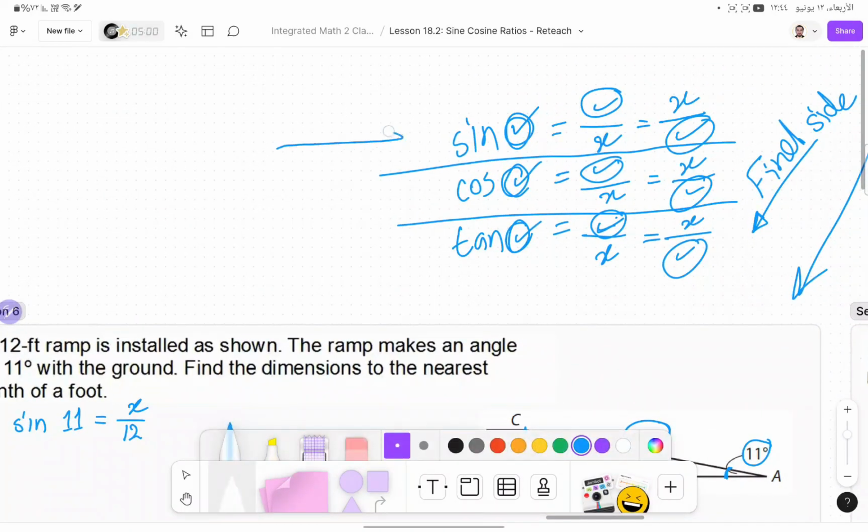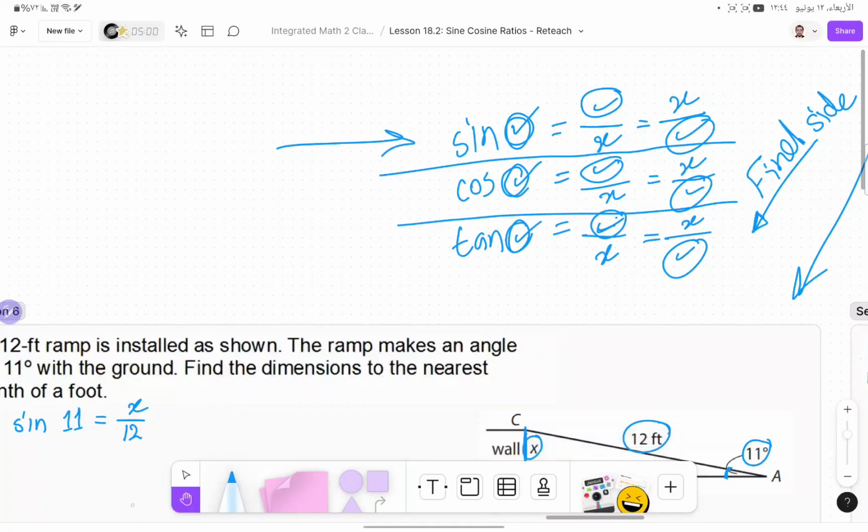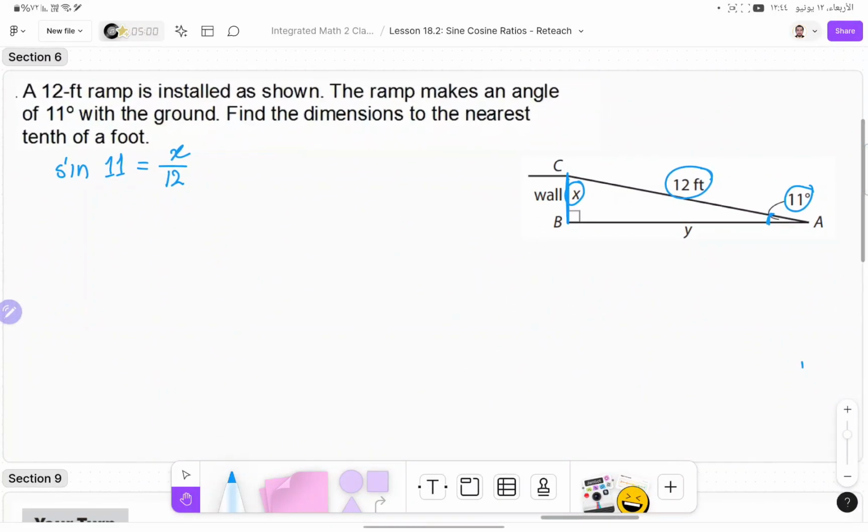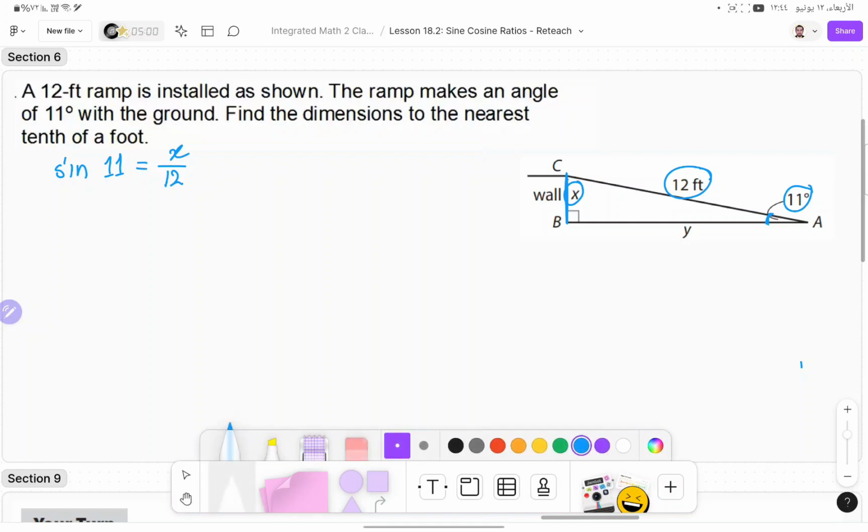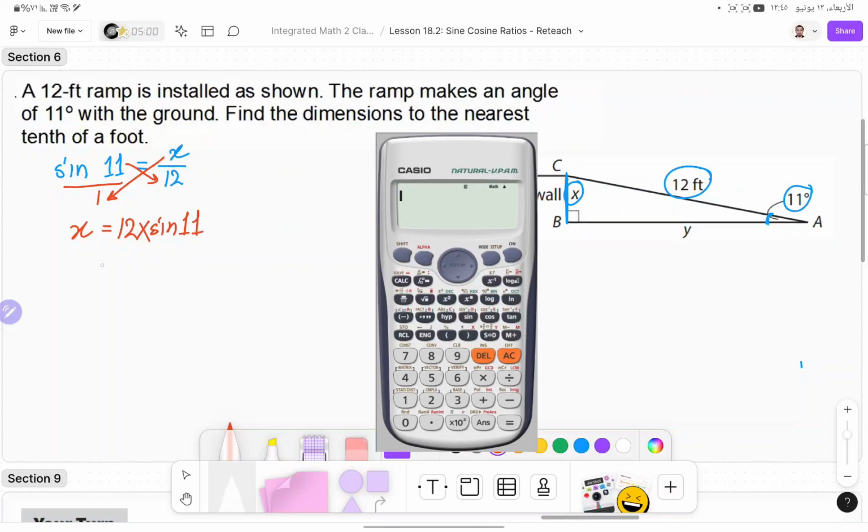Okay, so does this one have only one unknown side? Yes. If the question has only one unknown side, you can just solve it. So how can we solve this one? Similar to what we solved for the tangent. Cross multiply: x times 1, so x equals 12 times sine 11. Then you find x.